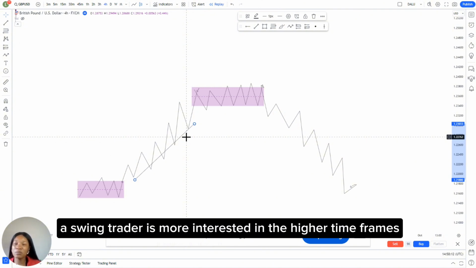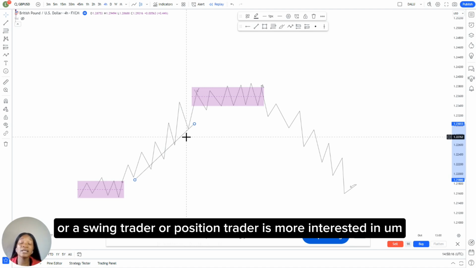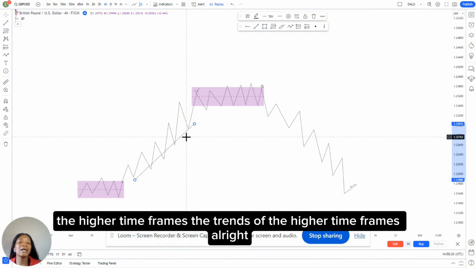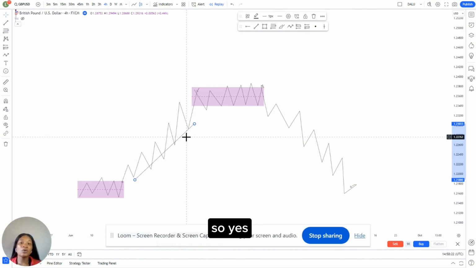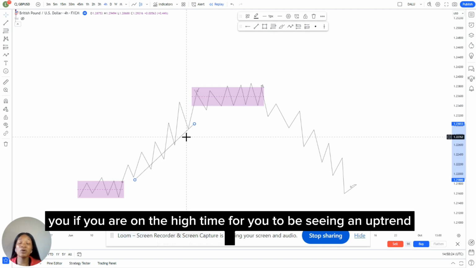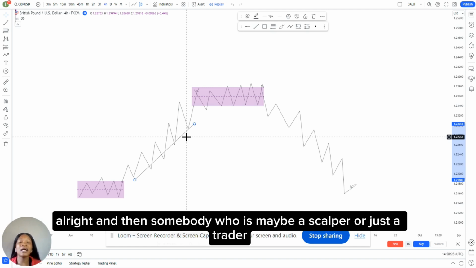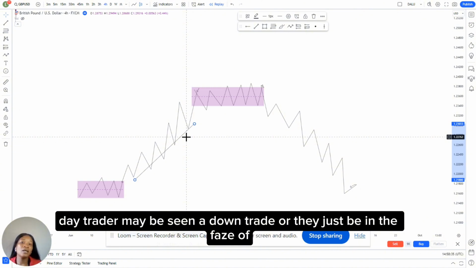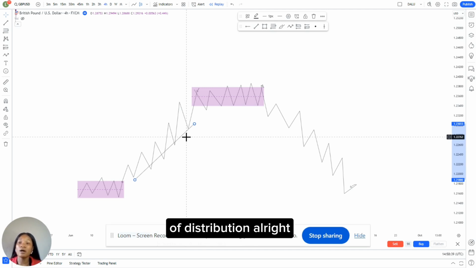A swing trader or a position trader is more interested in the higher time frames, the trends of the higher time frames. So if you are on the higher time frame, you may be seeing an uptrend, and then somebody who is maybe a scalper or just a day trader may be seeing a downtrend or may just be in a phase of distribution.